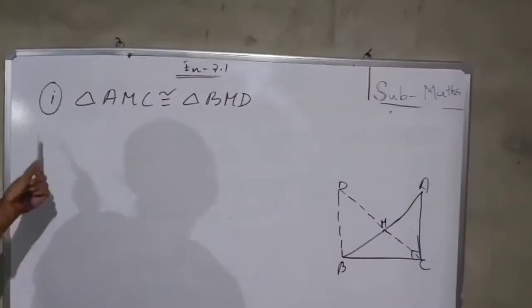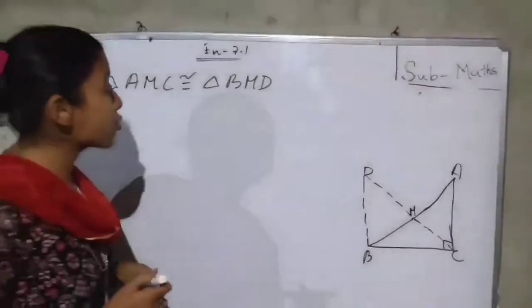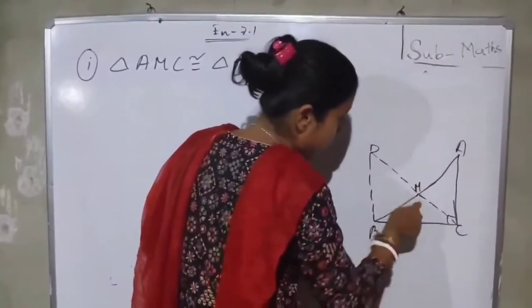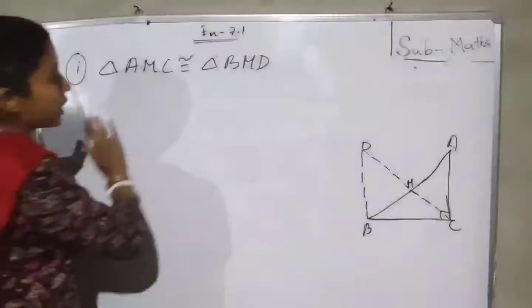Let's start. First of all, question number 1. We are to show what? Triangle AMC congruent to triangle BMD. Right? So, from here, what can we write?